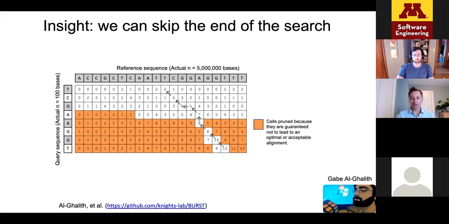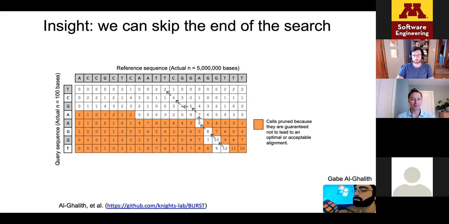So there was a bright PhD student in my lab, Gabe Algaleith, who was working on this problem. He kind of stumbled into this because he was trying to make a better approximate aligner, a better heuristic search tool. And in order to evaluate it, he wanted to quickly whip up a faster optimal search tool so that he could get the gold standard.